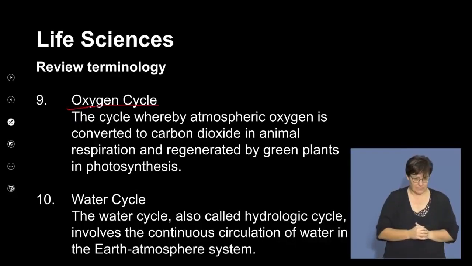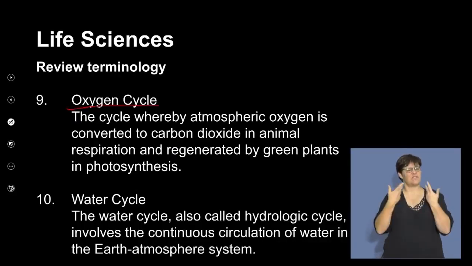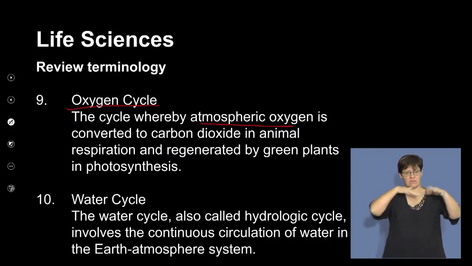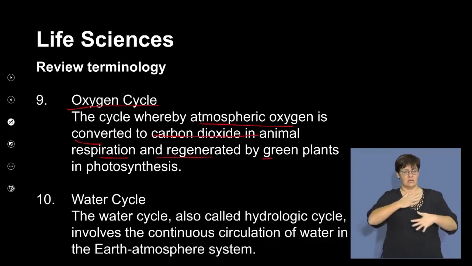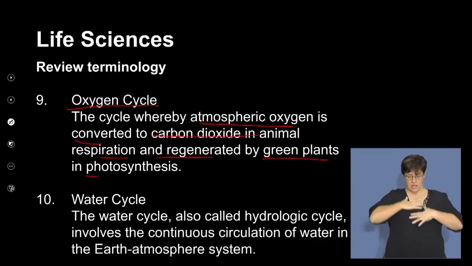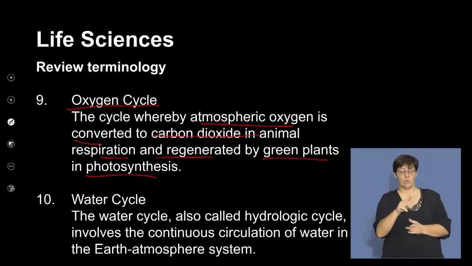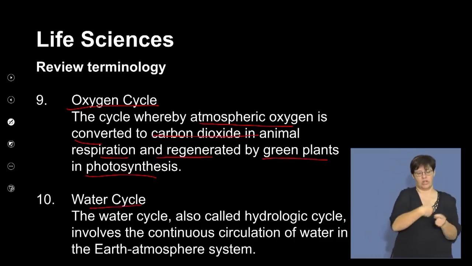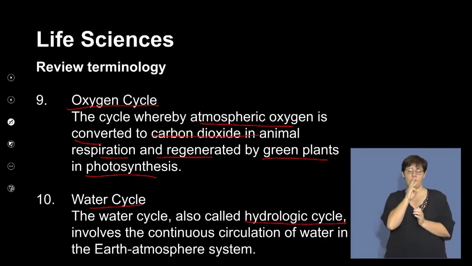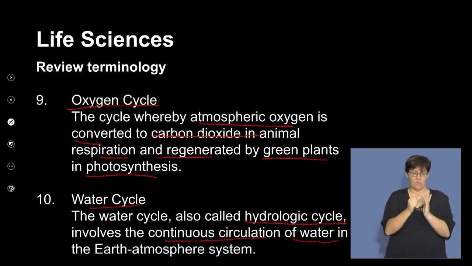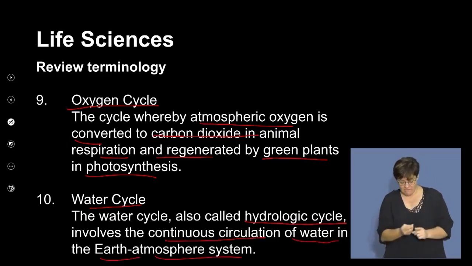The oxygen cycle, we've discussed this in the past, is whereby atmospheric oxygen is converted to carbon dioxide in animals and respiration and regeneration by green plants through a process called photosynthesis. We also know that the water cycle is an important part of the hydrological cycle, which is referring to water, which involves the continuous circulation of water on the earth and the atmosphere system.